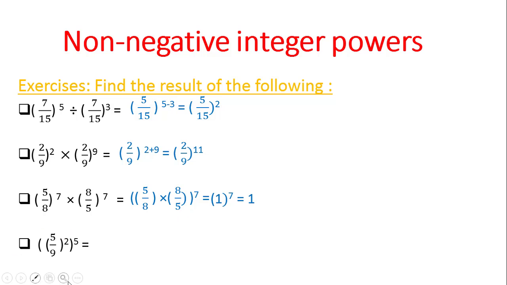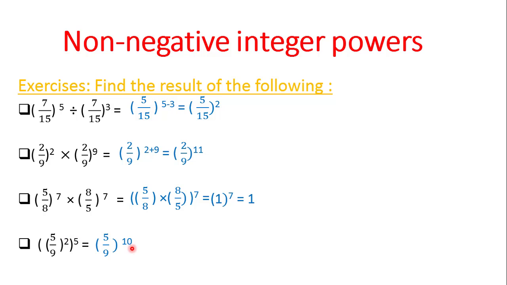The last one, 5 over 9 to the power 2, then the result raised to the power 5. In this case, in the rule, we know that we will multiply the powers. So 5 over 9 to the power 2 times 5, which is 10. So it will be 5 over 9 to the power 10.